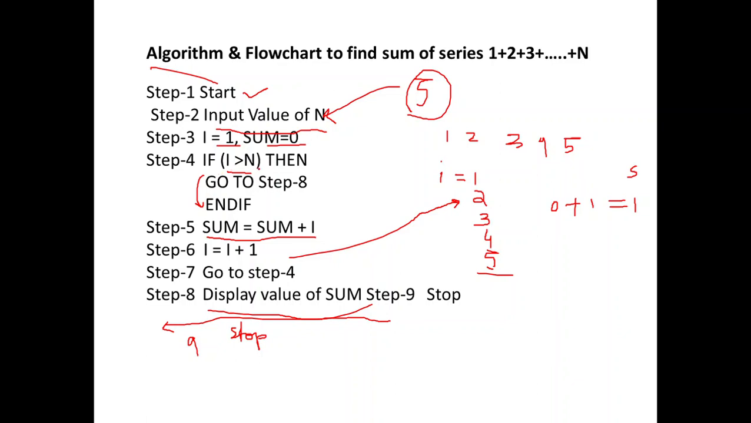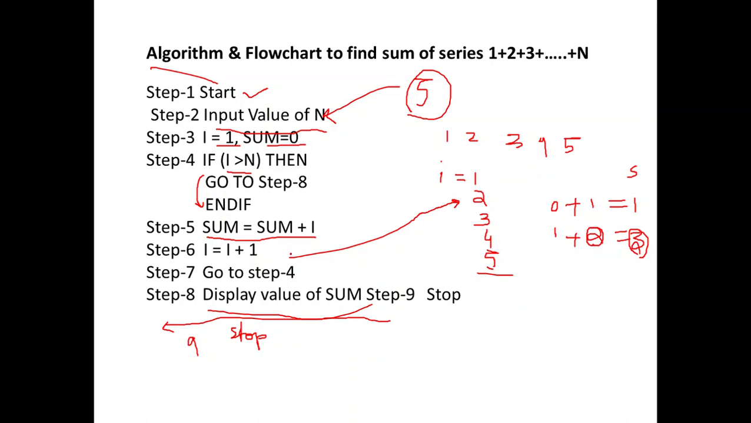No, right? Therefore, this step will be executed where sum equals sum plus I. In the previous step we got the sum value as 1, and then 1 plus I. I has the value 2 now, right? We have incremented it here. So 1 plus 2, which we will get as 3. Now the sum value is 3 and the I value is 2, right?